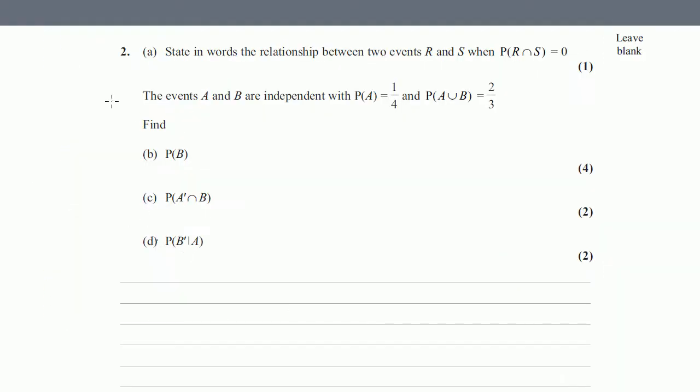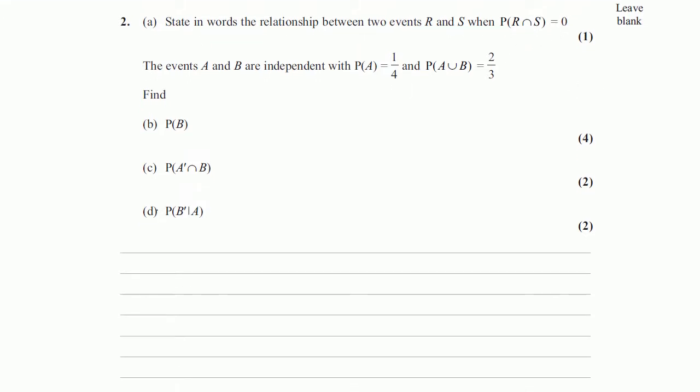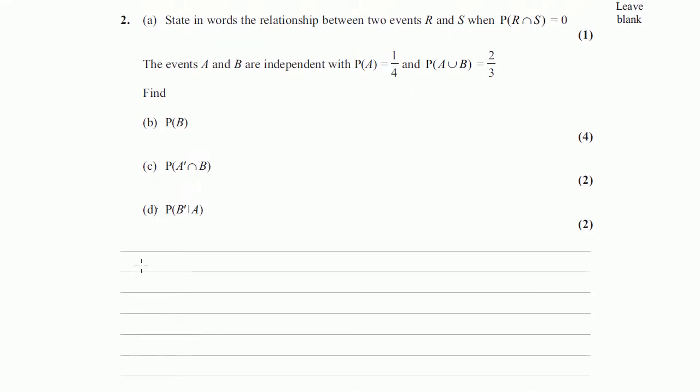This is a set notation probability sum. The information is given. First of all, when we have intersection equal to 0, what does that mean? Obviously that means mutually exclusive. So question number A, mutually exclusive. Done.